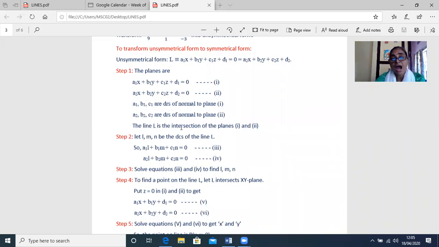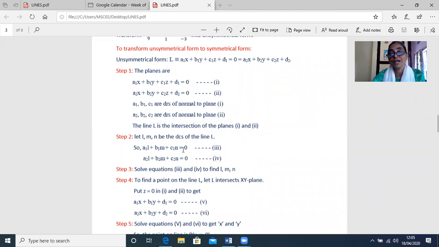So we are now going to find out the line in the symmetric form. Means you need to have a point on the line and also its DCs. Let us first find out the DCs of the line L. So let l, m, n be the DCs of the line L. Because L is lying on plane pi 1, the normal to the plane 1 is also normal to the line L. So you will have A1 l plus B1 m plus C1 n is equal to 0.